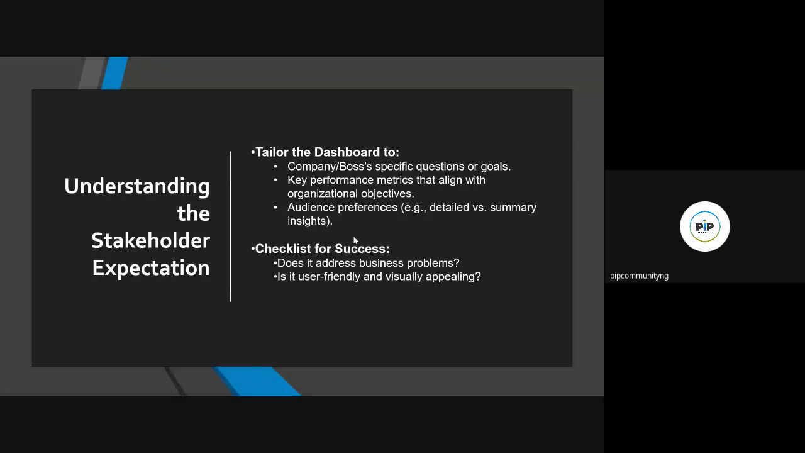Right. So the checklist for success is: does the dashboard address the business problem? That is, after you have created your dashboard, you should ask this question when you are looking at it, because before you present what you have done, you have to view it, right? You can also give it to a colleague to view for you. So you should ask yourself, does it address the business problem? All right. Is it user friendly and visually appealing? That means, is it something that the user can easily work with?